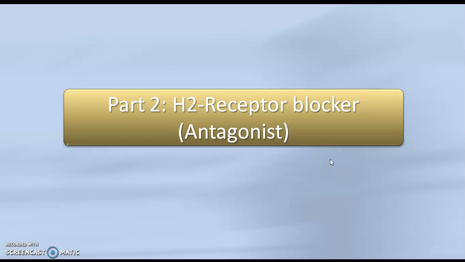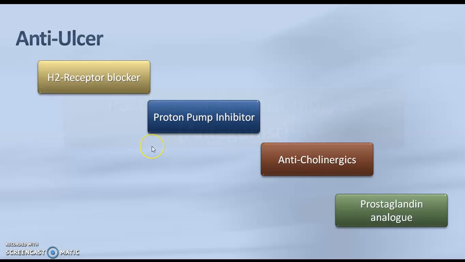My dear students, welcome to this anti-ulcer series, and in part 2 today we are seeing H2 receptor antagonists. The whole chapter is classified into H2 receptor blocker, proton pump inhibitor, anticholinergic and prostaglandin analogs. In your syllabus only H2 receptor blocker and proton pump inhibitors are there; anticholinergic and prostaglandin analogs are not there. So in this chapter we are just seeing these two classes. The first is H2 receptor blocker or antagonist, and the second class is proton pump inhibitor. And in today's segment, we'll be seeing only H2 receptor antagonists.